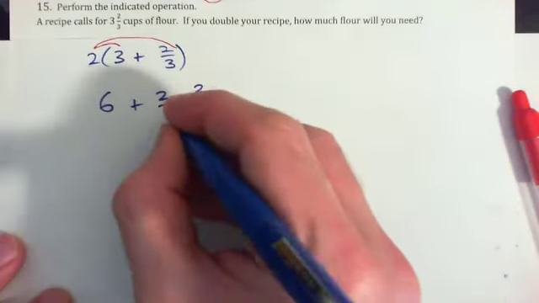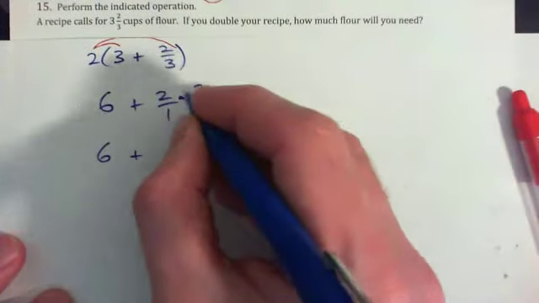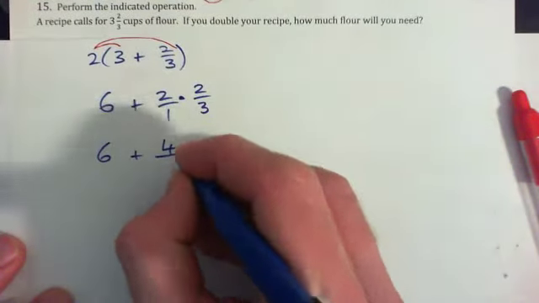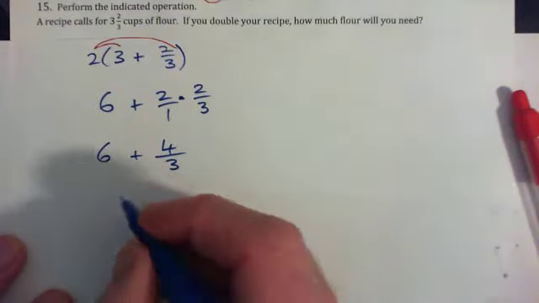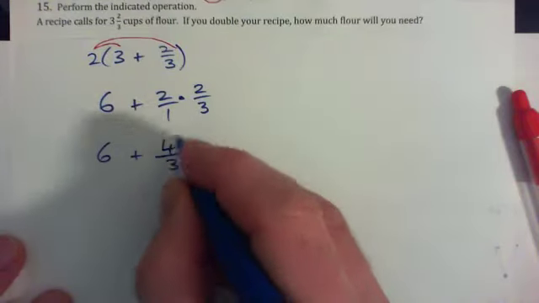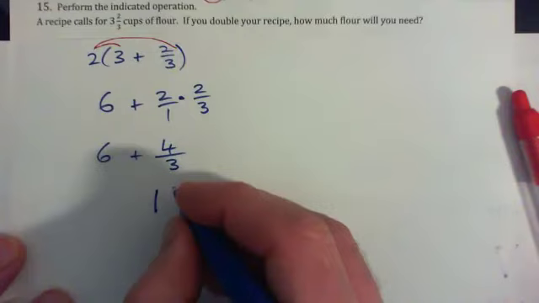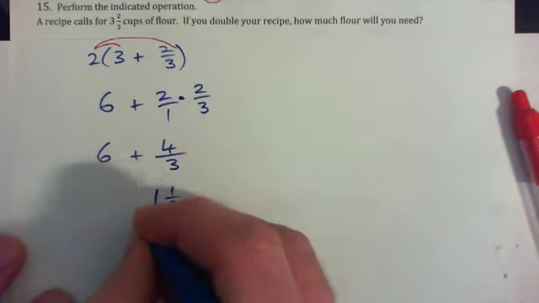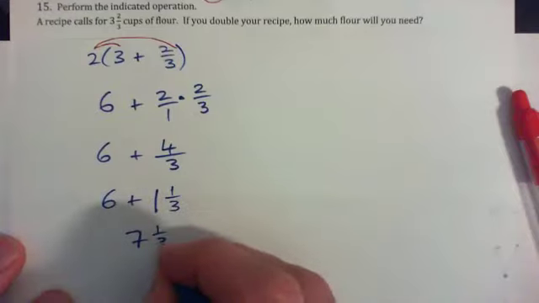But we can write the 2 as 2 over 1, right? So 2 times 2, multiply the tops, 4. 1 times 3 is 3. So we have 6 plus 4/3. Now we got to write this as a mixed number. 3 into 4 goes once, remainder 1. So 1 1/3. So 6 plus 1 1/3 makes 7 1/3.